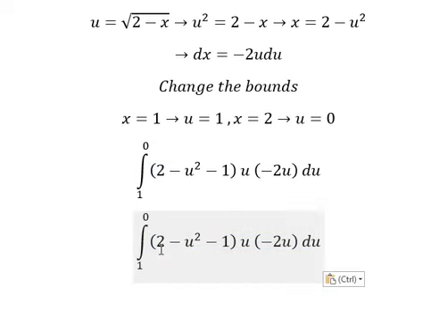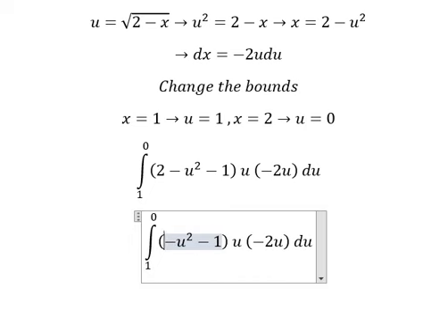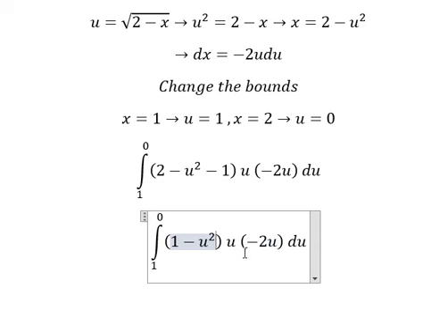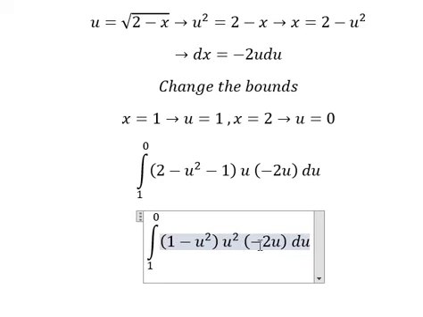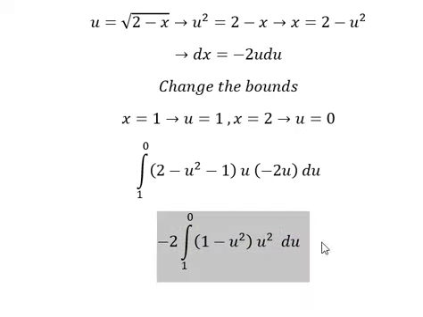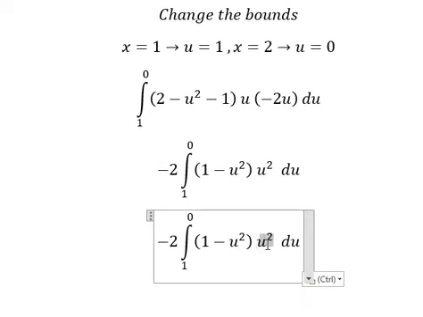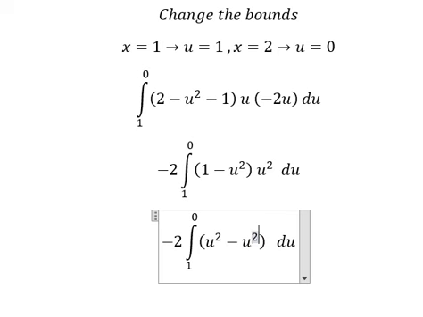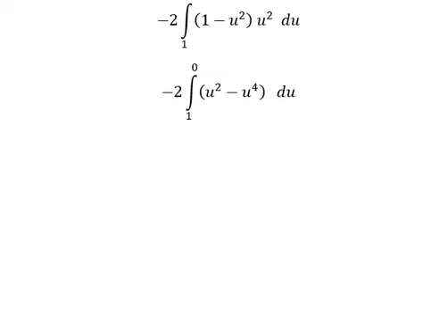So 2 minus 1, we have positive number 1. u and u we have u square. Negative number 2 I will put outside. So u square multiplied by 1 and u square, we have u square minus u to the power of 4. And now we have the formula in here.